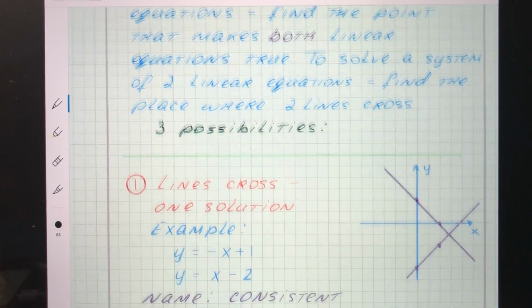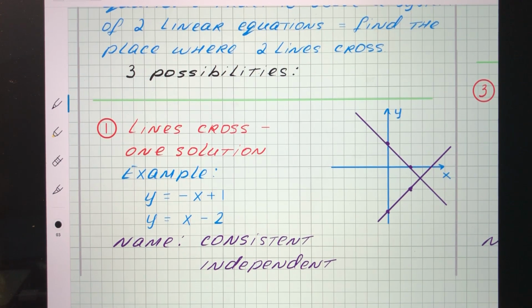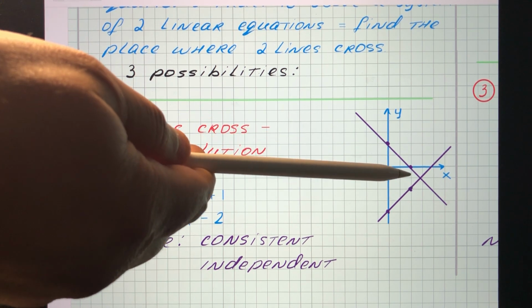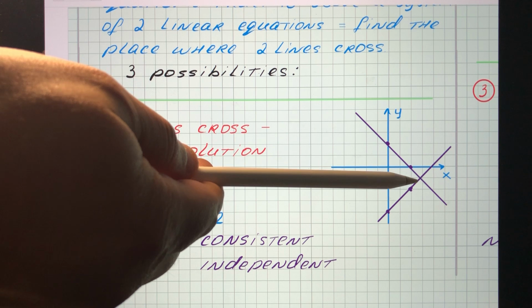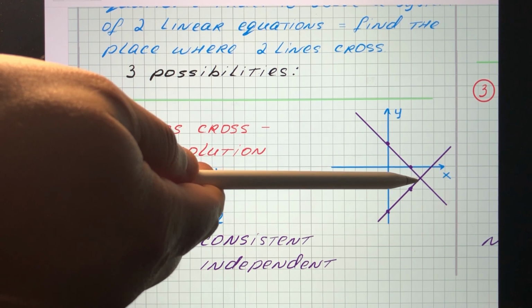The first possibility is we might get two lines that actually cross. If they cross, there will be one solution where they intersect, and that point is the location of our answer.